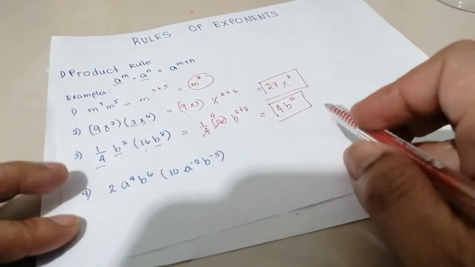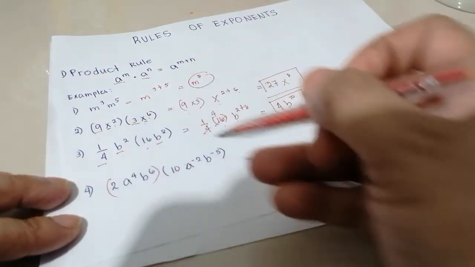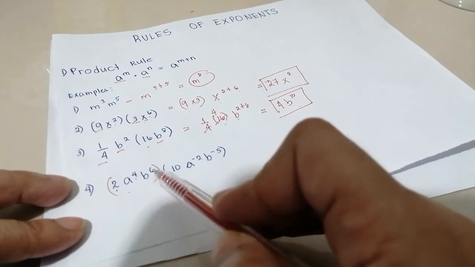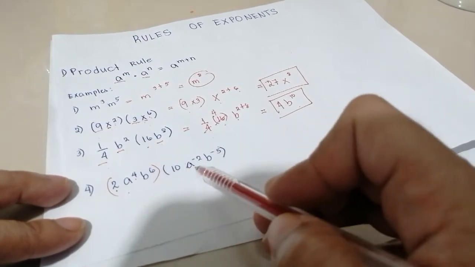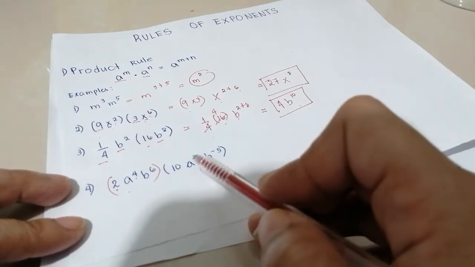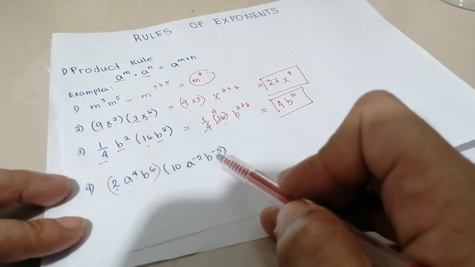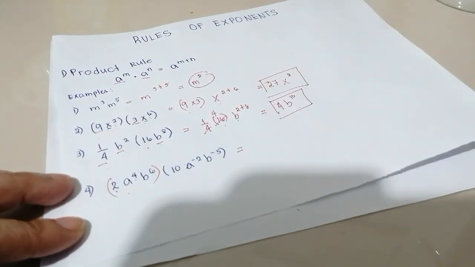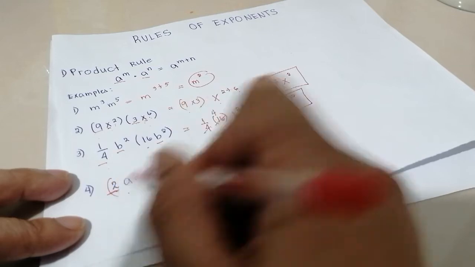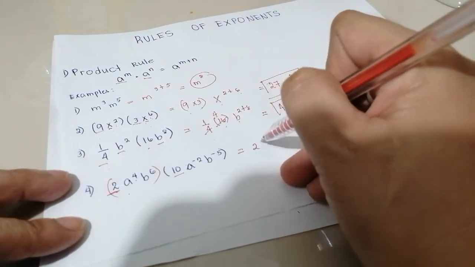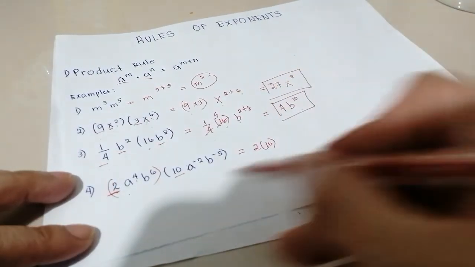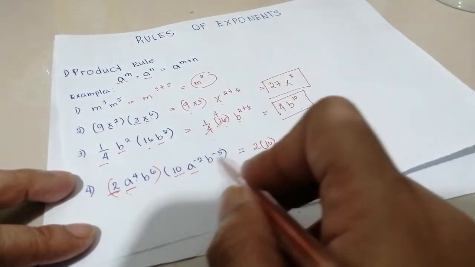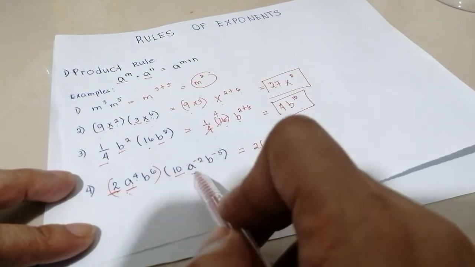Okay? So, next, what if we have this kind of equation? 2a raised to the 4th power, b raised to the 6th power, times 10a raised to negative 2 and b raised to negative 5 power. So, what are we going to do? Still the same. Ang gagawin lang natin, we just have to multiply first yung mga numbers, 2 times 10. And then, pagkatapos nyan, kokopyahin lang kung ano yung bases na pareho. So, meron tayong dalawang bases dito. That is a, and b.